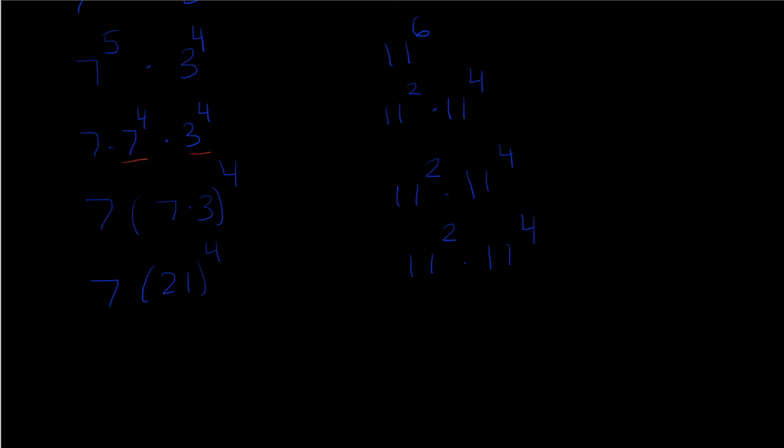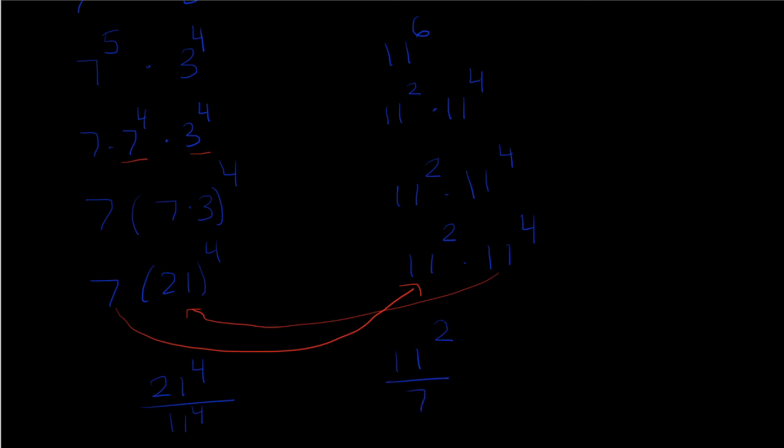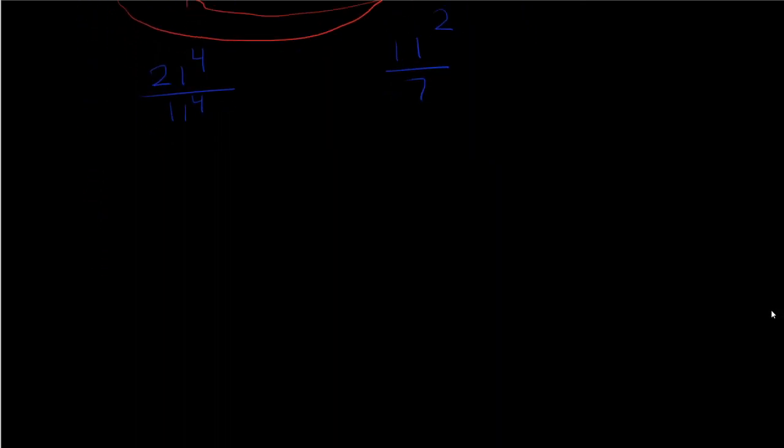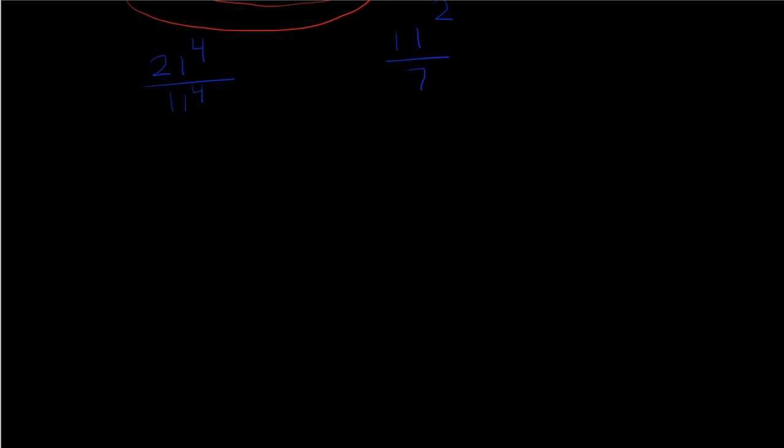I'm going to move the 11 to the 4th over here by dividing it, and I'm going to put the 7 to the other side. So divide the 7 over. That means I have 21 to the 4th over 11 to the 4th, and then I have 11 squared divided by 7. And then I can think about factoring out the 4, so it'll be 21 over 11 raised to the 4th. And then it's 11 squared, which is 121 over 7.